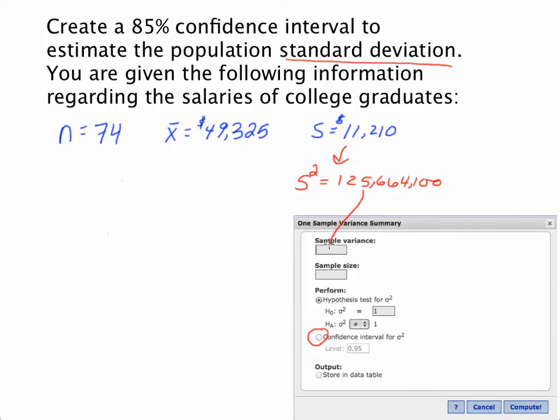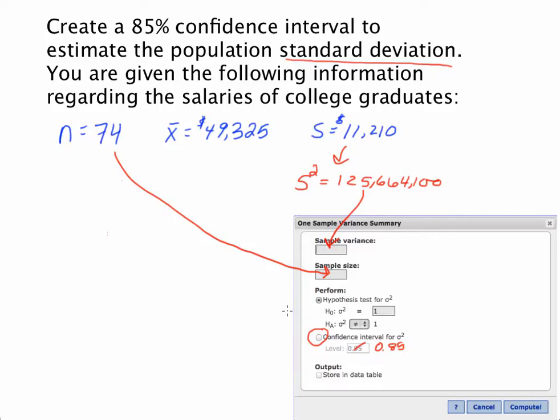That's what we need to plug into StatCrunch. We already know the sample size, and we'll plug that in as well. These are the only two pieces of information that we need. Along with this, we are going to plug in 0.85 for the confidence level, and we'll hit compute.